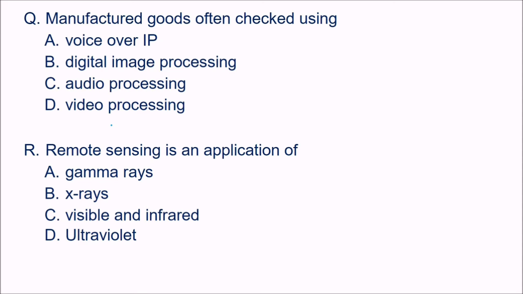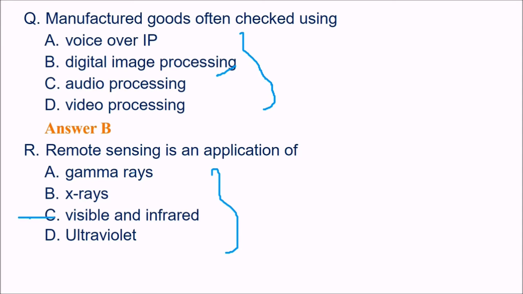Manufactured goods are often checked using what? So now you can choose DIP or any other. The answer is digital image processing, because voice over IP, audio processing, video processing are used for some other purpose, not for manufactured goods checking. Remote sensing is an application of remote sensing.